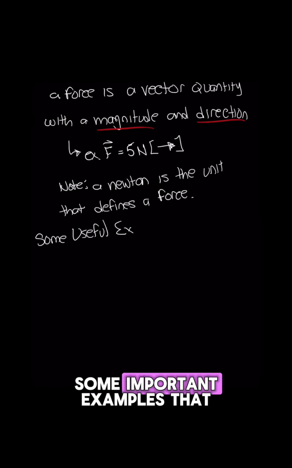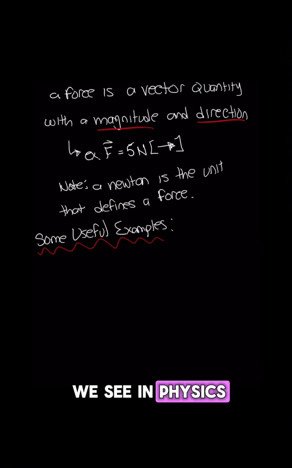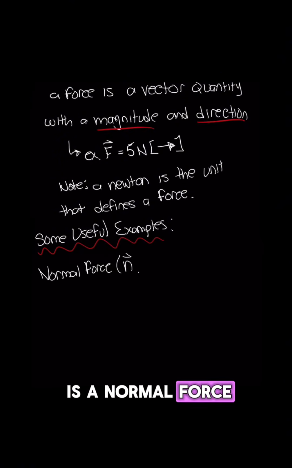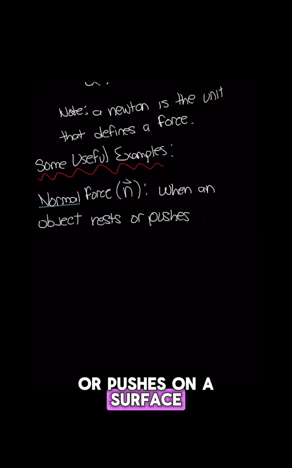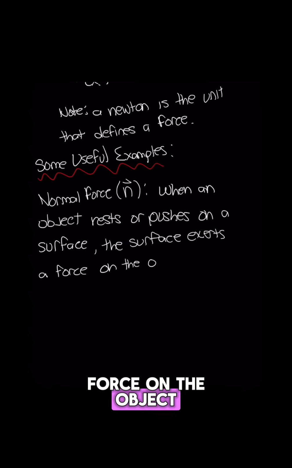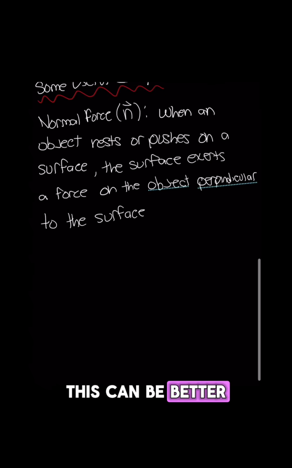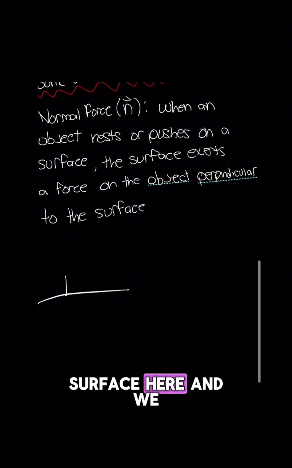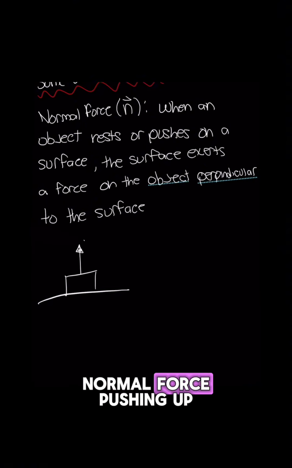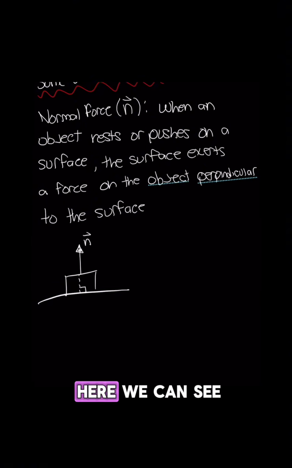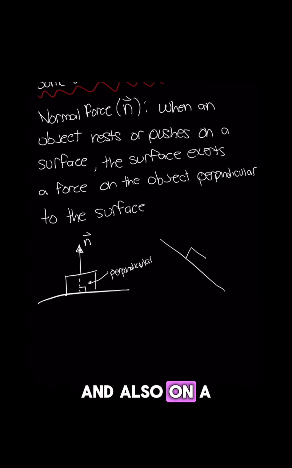We can go over some important examples that we see in physics of forces. First example is a normal force. When an object rests or pushes on a surface, the surface exerts a force on the object perpendicular to the surface. This can be better shown visually. If we draw a surface here and we draw the mass, we can draw the normal force pushing up on the mass. If we draw this here, we can see that it's perpendicular. And also on a side angle, it works the same way, as you can see.